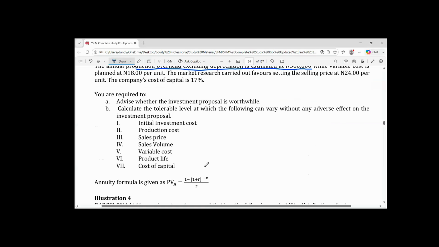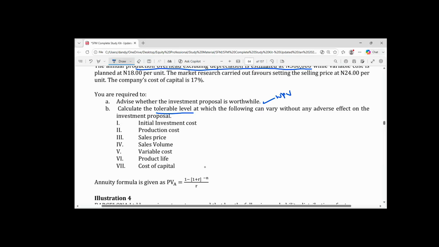See, anytime you are given a question and you are asked to determine sensitivity margin of variance, you can see in this question, requirement A is very straightforward, right? You have to advise whether the investment proposal is worthwhile, meaning that you are supposed to calculate the net present value. But in this requirement B, the examiner mentioned that you should determine the tolerable level at which the following can vary without any adverse effect on the investment proposal.